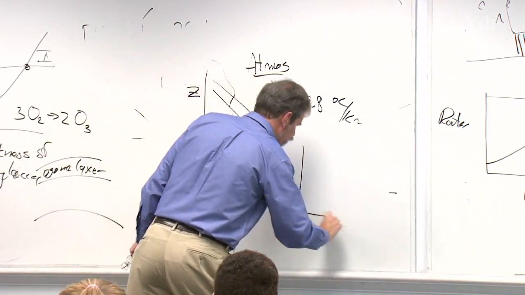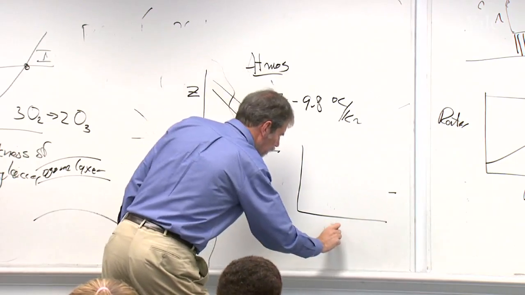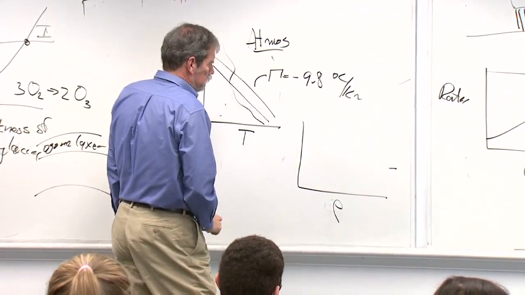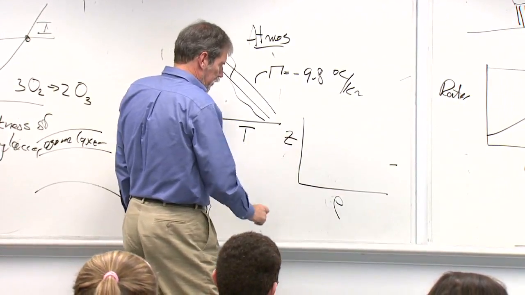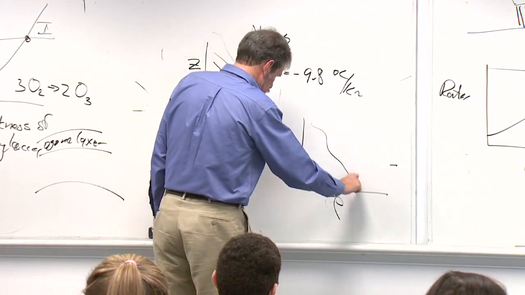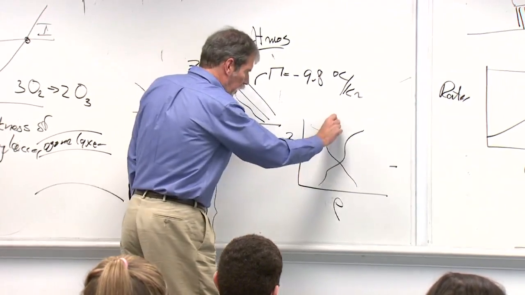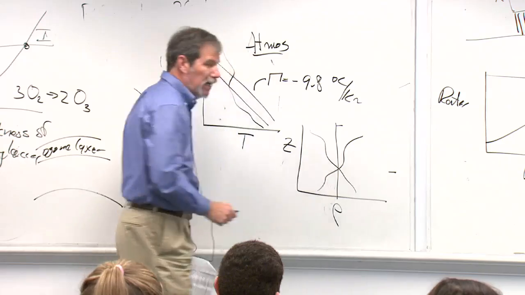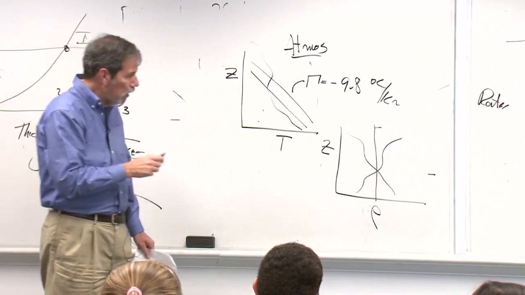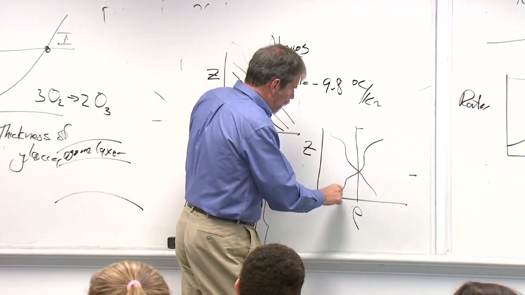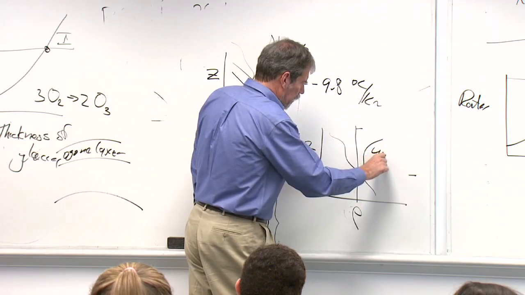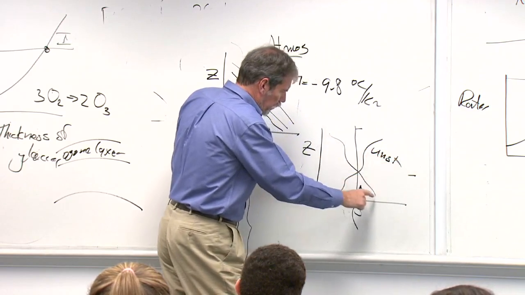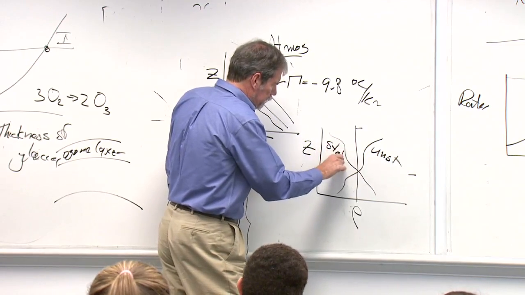For the ocean, we did it a little differently. We plotted density versus height or depth. And we looked at various possibilities. Our reference line there was really a line of constant density. If the density increased as you went up, that would be unstable. If the density increased as you went down, that would be stable.